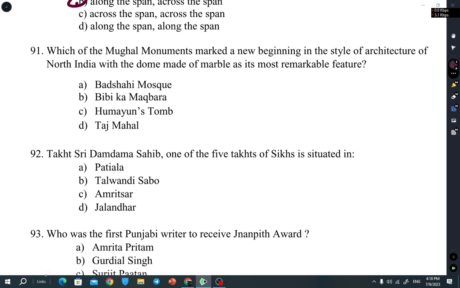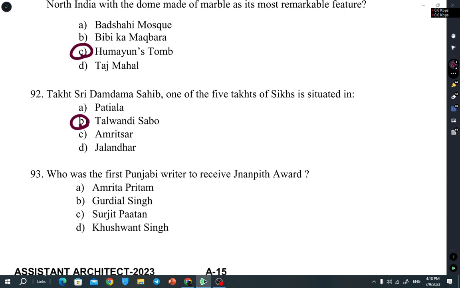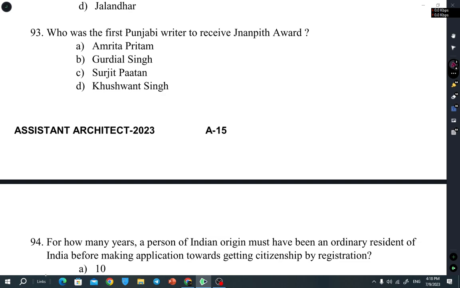Which of the Mughal monuments marked a new beginning in the style of architecture of North India, with the dome made of marble as its most remarkable feature? Humayun's tomb. Takht Shri Damdama Sahib, one of the 5 Takht of Sikh, is situated in Talwandi Sabo. Who was the first Punjabi writer to receive Gyanpith Award? Option A. Amrita Pritam.